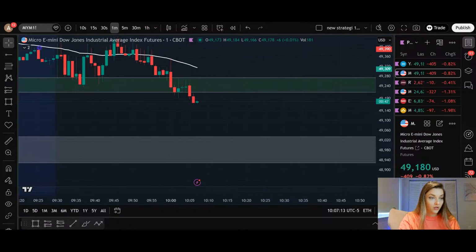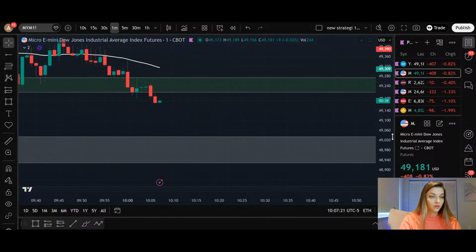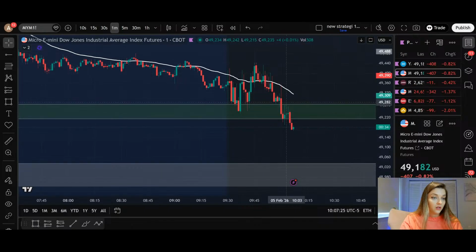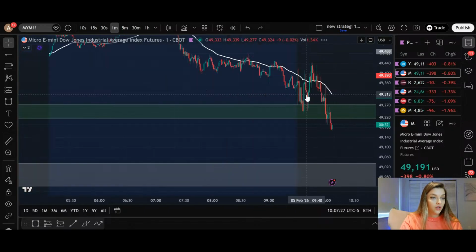Okay, so I can consider this area broken. I have the full bearish candle that opened and closed below. Now we just wait for the retest, either of this area or of the EMA.